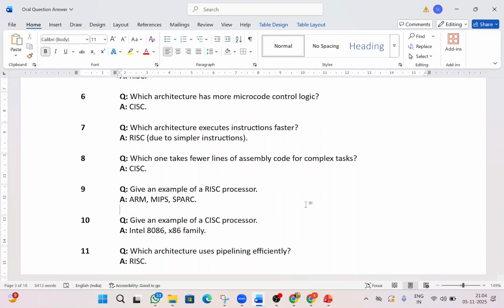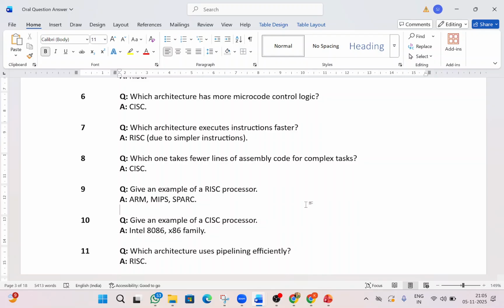Next question: give an example of a RISC processor. ARM processor, MIPS processor, SPARC processor. These are examples of RISC processors. These processors are built with the RISC philosophy: few instructions, optimized performance, and efficient pipelining.